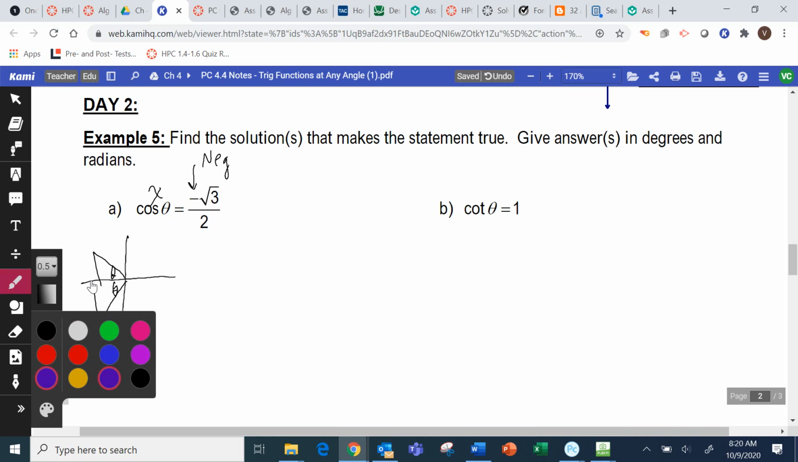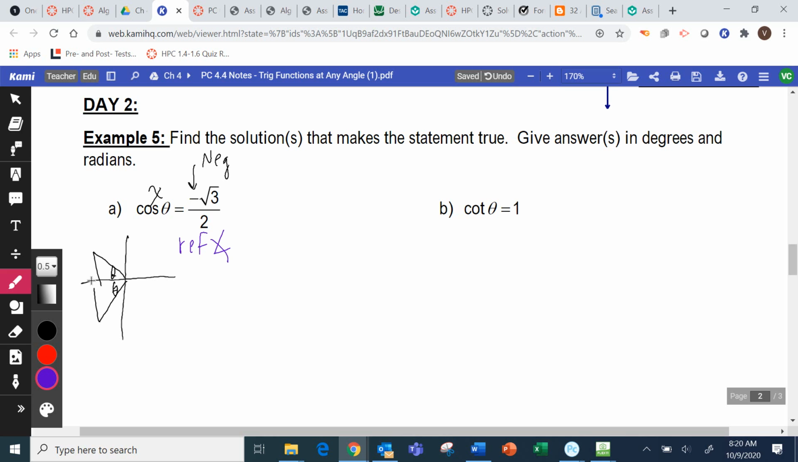Next thing I do is I say to myself, what is that reference angle? So I say, which angle would give me a cosine of radical 3 over 2? Well, I know it's got to be a 30, 60, 90 triangle. So I'm at 30 or 60. I know that the sine of 30 is a half, so the cosine of 30 would be radical 3 over 2. So it's 30. My reference angle is 30 degrees.